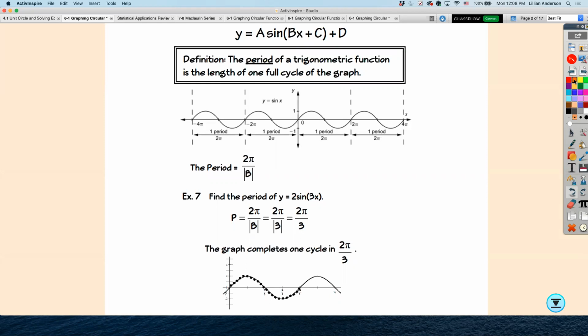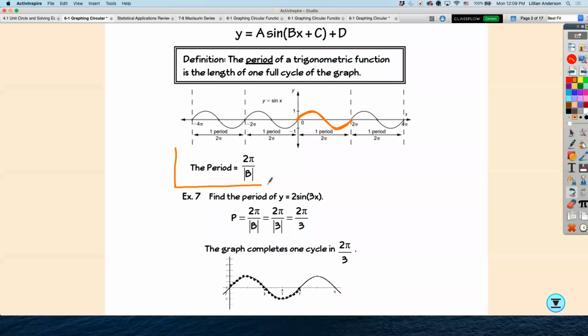I explained it a little bit last week, but in a full actual mathematical definition, the period of a trigonometric function is the length of one full cycle of the graph. Essentially, like I said before, where the graph repeats itself, okay? The horizontal length before the graph starts to repeat itself. That is considered a cycle, one full cycle. For sine x, the period is 2 pi, as we discussed when we talked about the graph of sine. However, not every sine graph will be 2 pi.